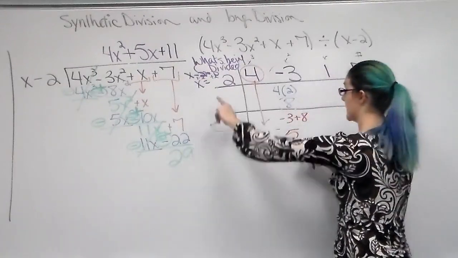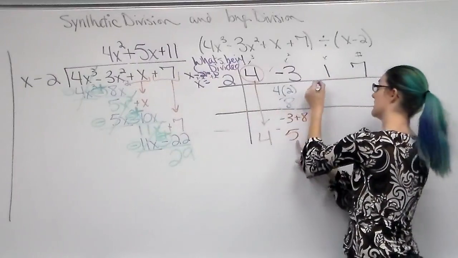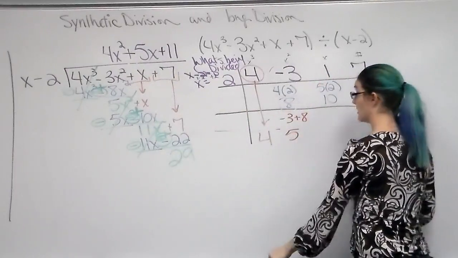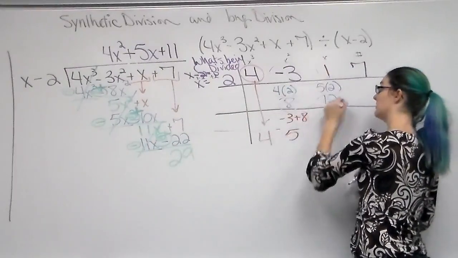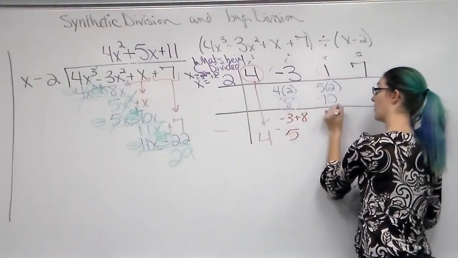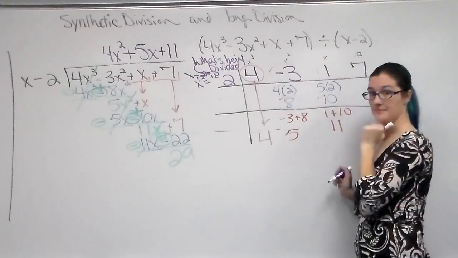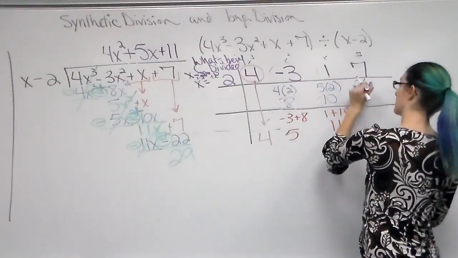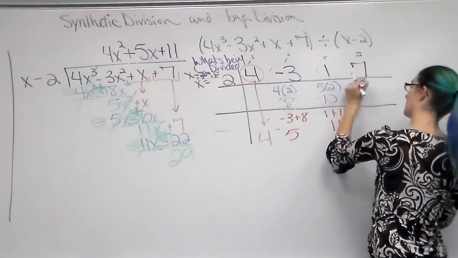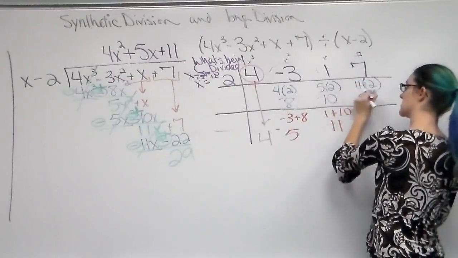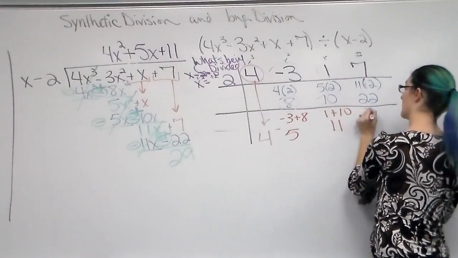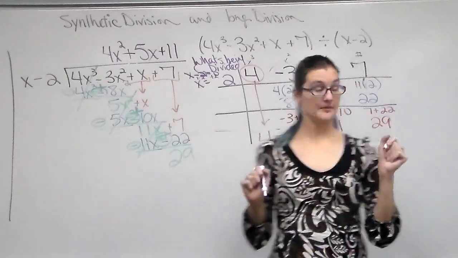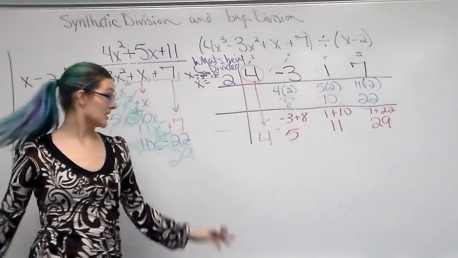And then we multiply again, bottom by outside. 5 times 2, that's 10. Add top to middle. 1 plus 10, that's 11. Multiply again. 11 times 2, 22. 7 plus 22 is 29. That is the synthetic division.